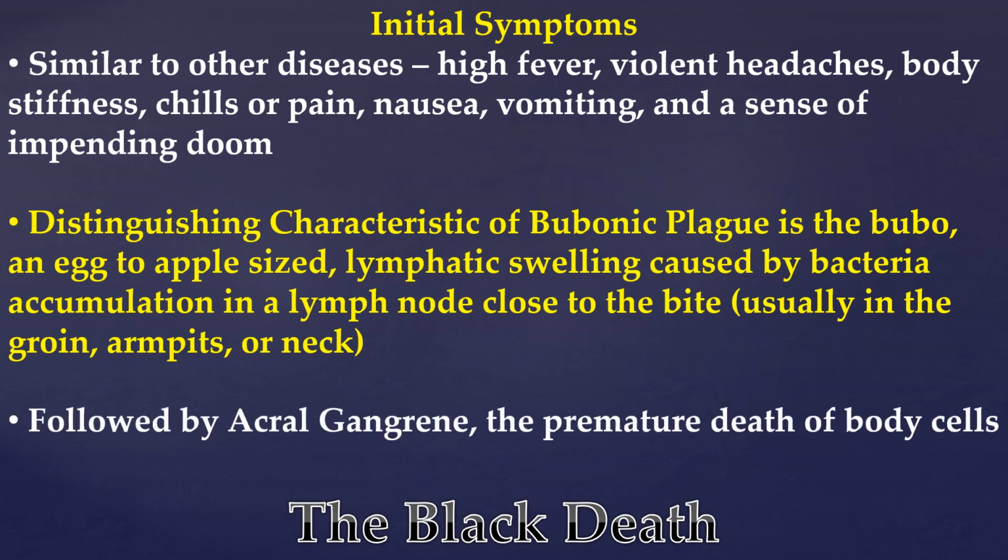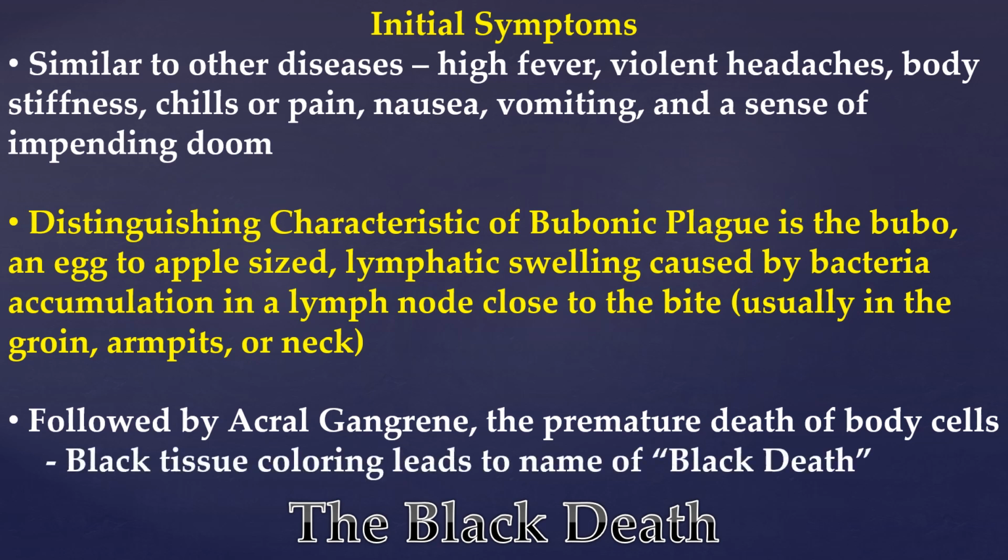Now, this is going to be followed by what's called acral gangrene, the premature death of body cells. All right, your cells need nutrients and food in order to live. If they don't get that, they start to die. And so when your cells die, they begin to turn black. Basically, this is your body tissue rotting off your skeleton. It's not great. It smells terrible. And this black tissue coloring lends its name to the Black Death of the disease title.